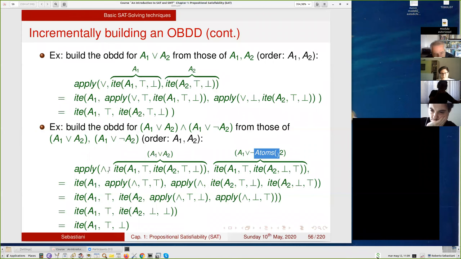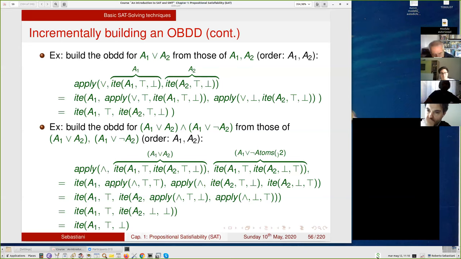If you apply the AND to these two OBDDs here, notice that they have the same A1 here. So you build an ITE in which the top is A1, of course, because it's shared, and then on the left you apply the AND to the left branches of the two, which is both true and true. So you apply AND to true and true. On the second branch, you apply AND to the false branches of the two. So apply AND to if-then-else A2 true false and if-then-else A2 false true.